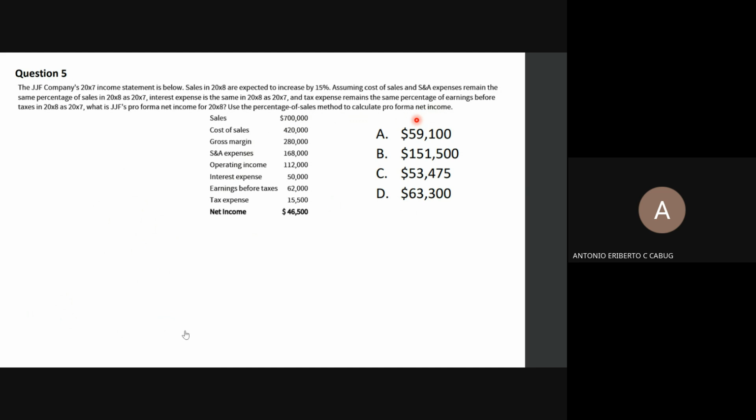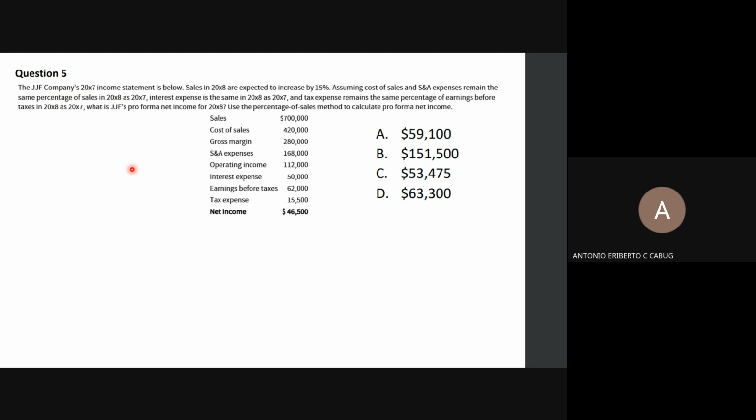Okay, you are to prepare a pro forma income statement in this problem. Please enter your answers now. Everyone, please enter your answers now. Okay, enter your answers now.